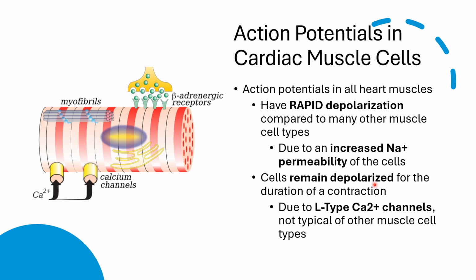process. Cells also remain depolarized for the duration of the contraction. So it's a very strong contraction. And you can imagine that it would need to be because of the force necessary to move the blood through the heart. Now that is due to L-type calcium channels. Most other muscle cells do not have this particular type of channel. So larger, stronger calcium connections, increased sodium permeability, all of those things together cause a really, really fast response to a nerve stimulation.